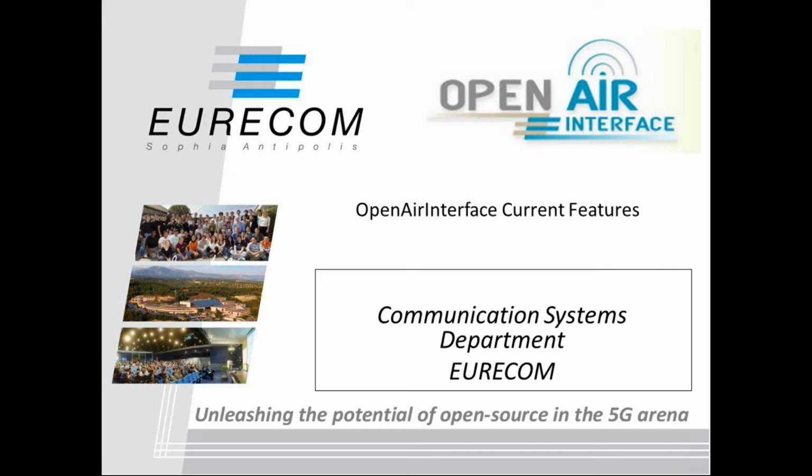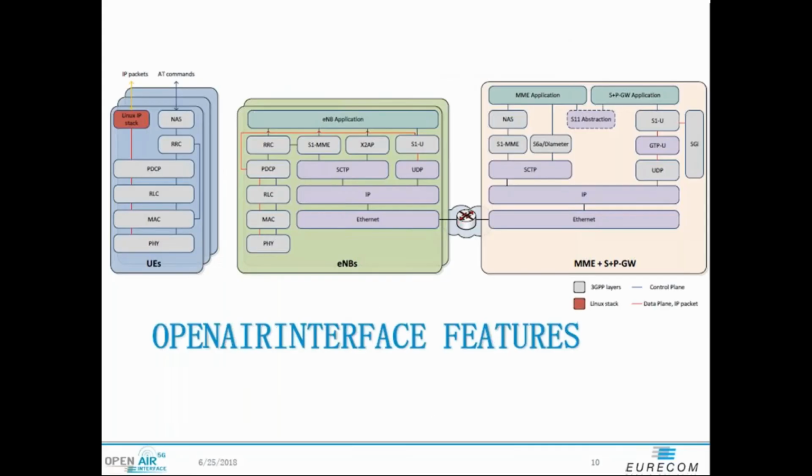So this is stuff that comes from my colleagues who work on these pieces of software. Right now, this is what the OpenAirInterface stack looks like. This is a complete 3GPP implementation of a 4G UE, and I'll speak about 5G in a minute, an eNodeB, and the EPC, so the core network.